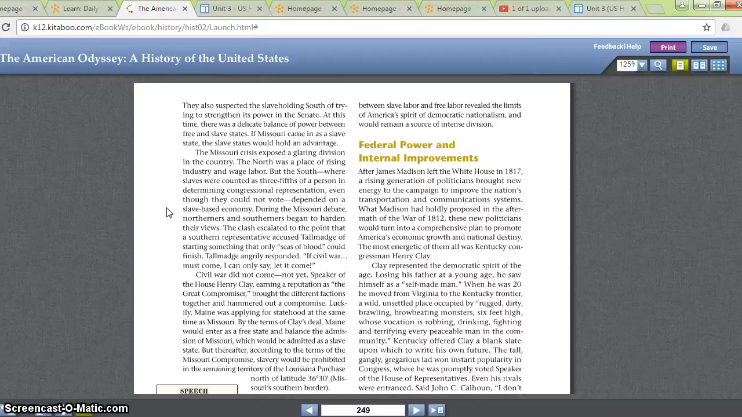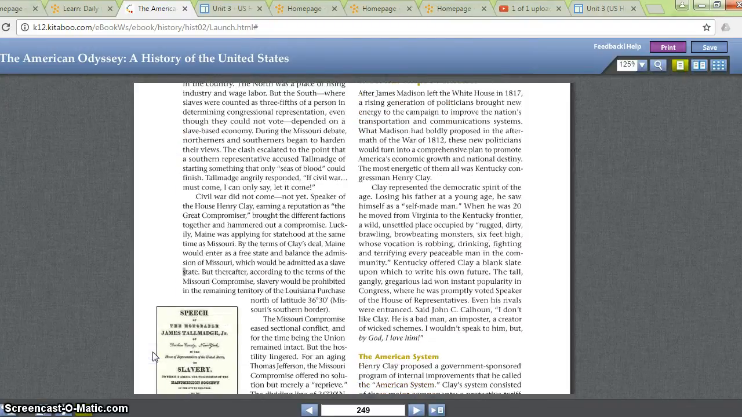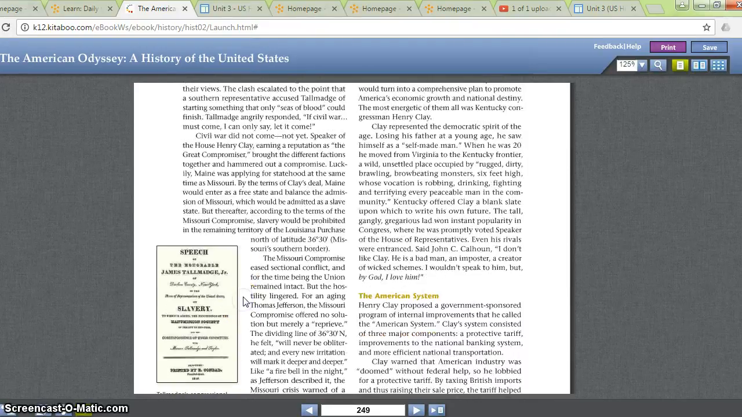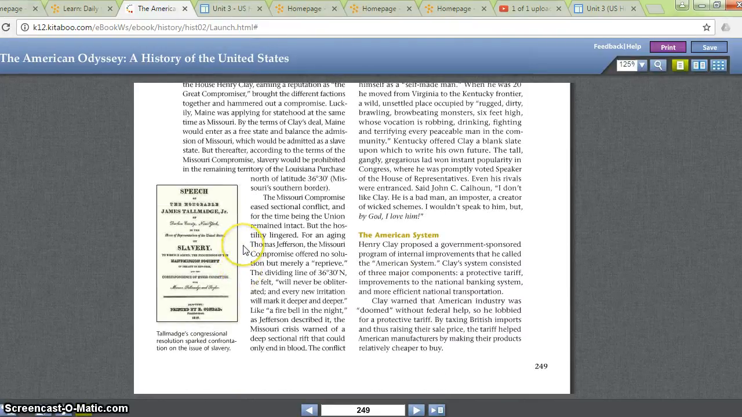Luckily, Maine was applying for statehood at the same time as Missouri. By the terms of Clay's deal, Maine would enter as a free state and balance the admission of Missouri, which would be admitted as a slave state. But thereafter, according to the terms of the Missouri Compromise, slavery would be prohibited in the remaining territory of the Louisiana Purchase, north of latitude 36°30', Missouri's southern border. The Missouri Compromise eased sectional conflict, and for the time being, the Union remained intact.